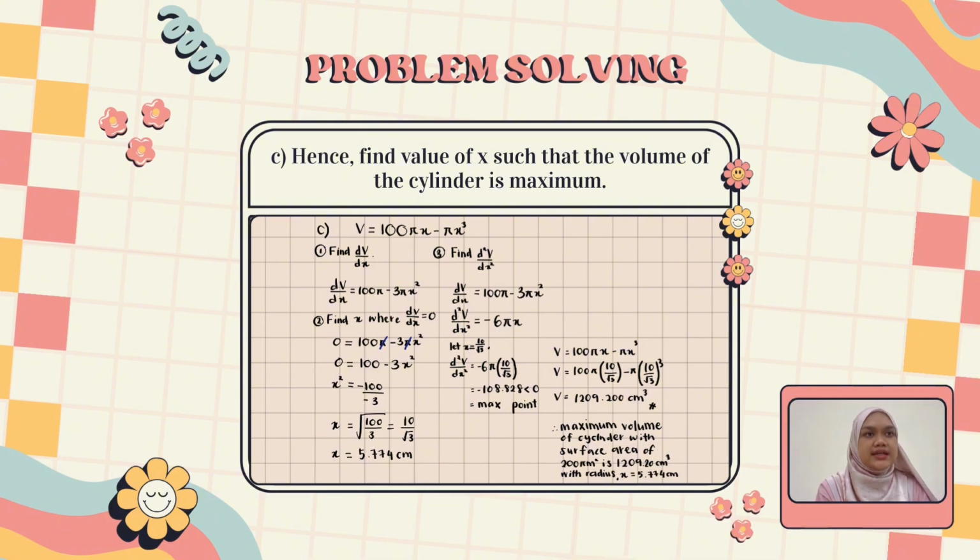We find the value of the volume of the cylinder. V equal to 100 pi x minus pi x cube. So V equal to 100 pi times 10 over square root 3 minus pi times 10 over square root 3 cube. So V equal to 1209.200 centimeter cube. So we can conclude the maximum volume of the cylinder with the surface area of 200 pi meter square is 1209.20 centimeters cube with radius x equal to 5.774.